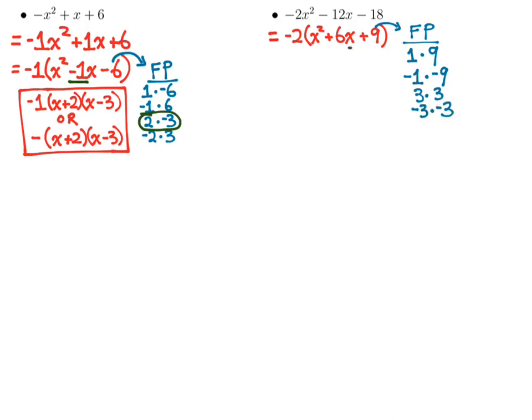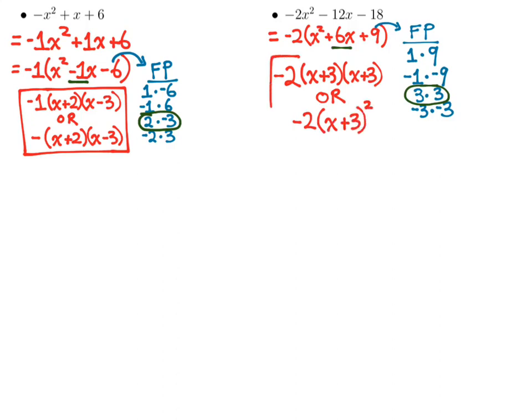We're looking to make 6. 6 is 3 and 3. So x plus 3 times x plus 3, with the negative 2 in front. Don't forget the negative 2. Special bonus this time: negative 2 times x plus 3 squared, if you want super bonus brownie points.